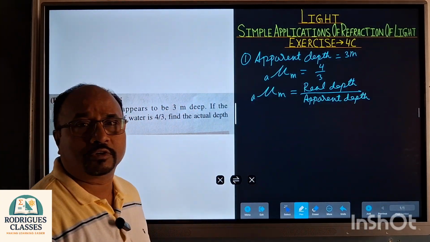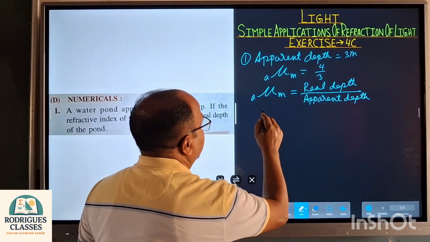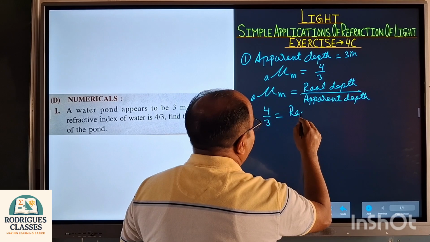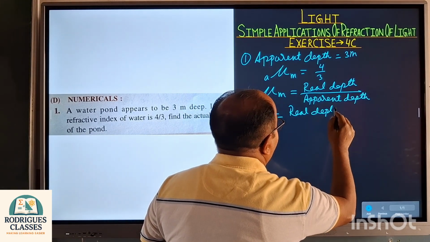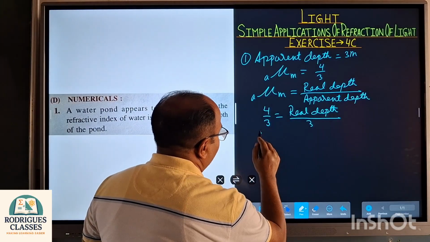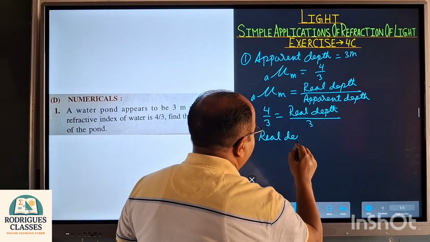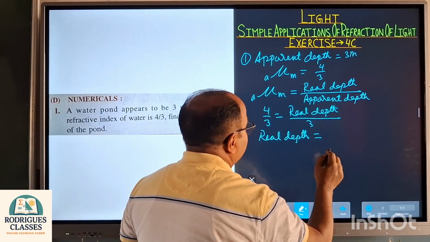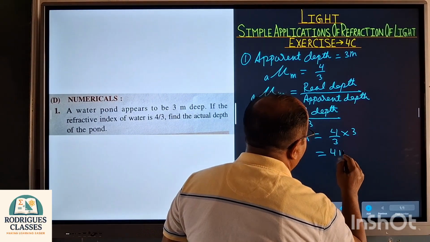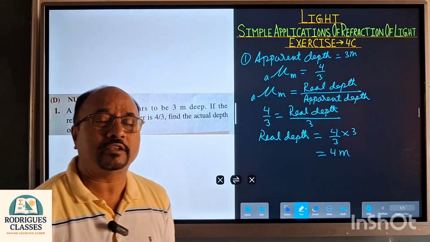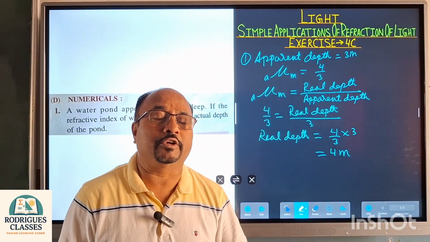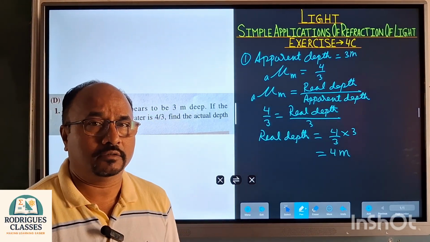So now let us substitute the values. So 4 by 3, real depth we have to find, and the apparent depth is given to us 3. So we can write here real depth is equals to 4 by 3 into 3. So reducing, we get the real depth of the pond to be as 4 meter. So if the formula is known, it is directly writing the formula, substituting the value and solving it.